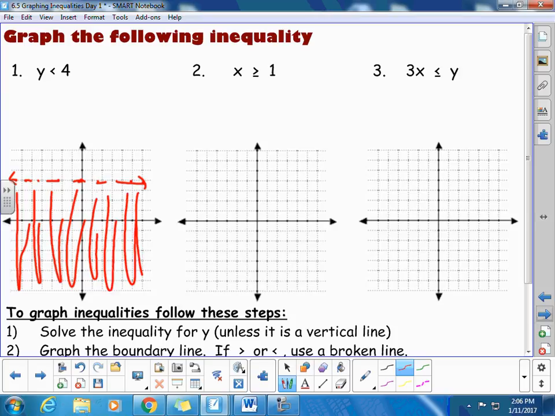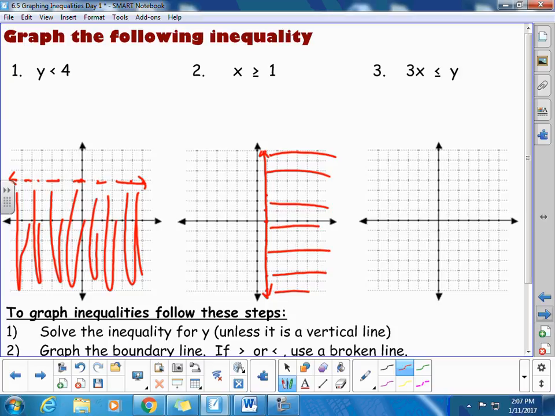All right, the next one says x is greater than or equal to 1. Remember, x is equal to 1 right here, and everywhere along this vertical line. That's not a very good vertical line. And since it has the greater than or equal to, it's a solid line. And greater than is going to be on this side. All of these numbers are greater than 1, so they would all be shaded.